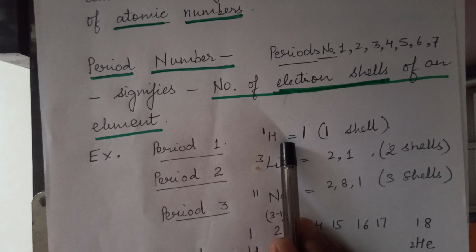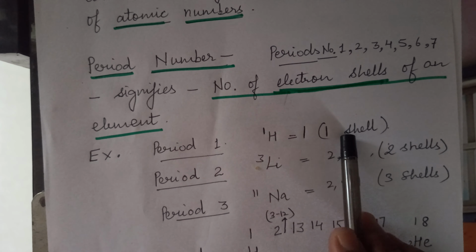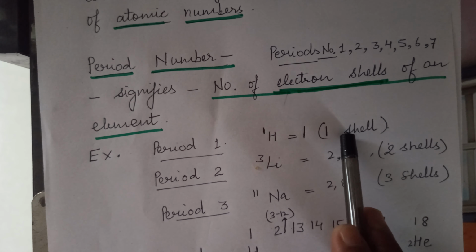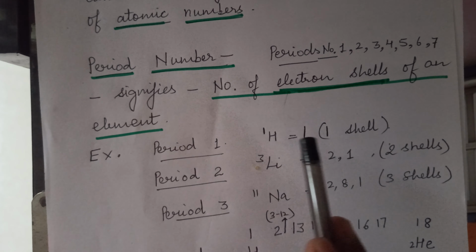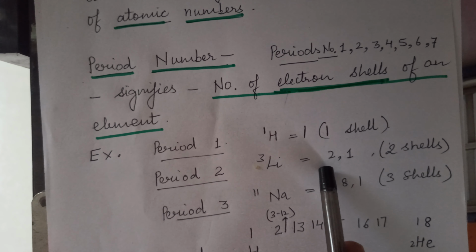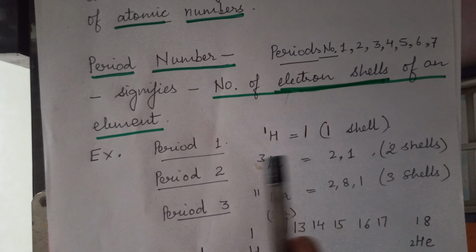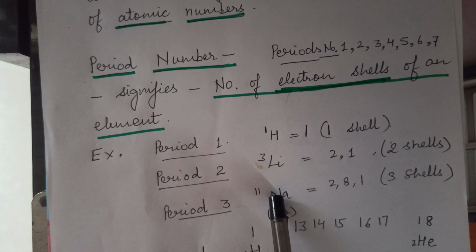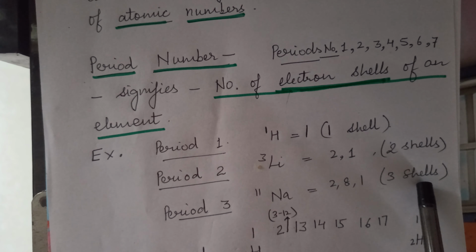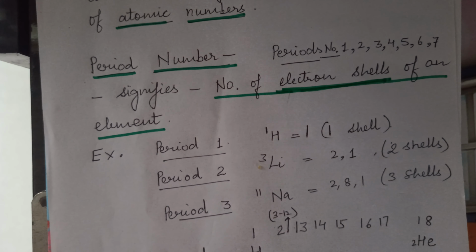Period number 1 has element hydrogen, atomic number 1. When you divide the electron, there is only 1 electron in the one and only shell of this hydrogen. That means period 1, 1 shell. Period 2 has lithium, atomic number 3. On doing the electronic configuration, it comes to be 2, 1. That means 2 shells, period 2. Period 3, sodium, 2, 8, 1, 3 shells. So period 3 means the number of shells is 3. So this is how you can say that the number of electron shells is actually the period number of the element.